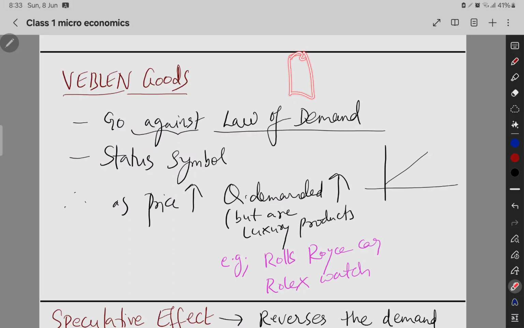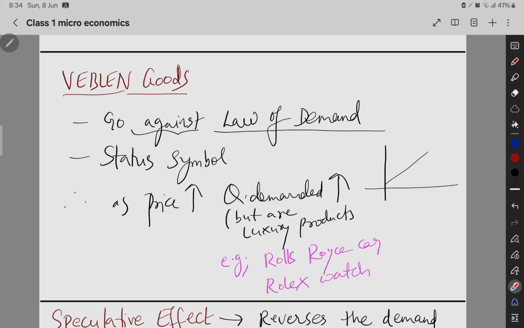Say the latest iPhone was released into the market. Everyone is willing to buy this iPhone. Why? Because iPhone, it's a brand. Everyone is willing to buy. So even when the price increased, people are willing to buy because it's worthy.